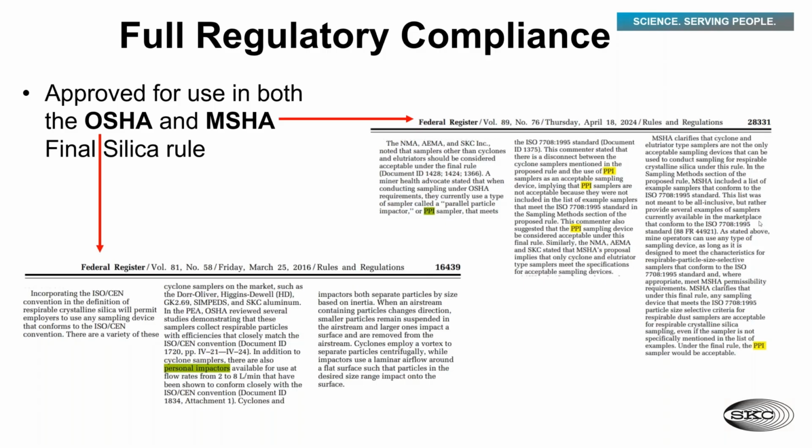Over in the MSHA regulation, the verbiage is very similar. It uses PPI a bunch more. This last sentence on page 28331, it says under the final rule, the PPI sampler is acceptable. So knowing that you have the blessing of OSHA as well as MSHA to be able to use these on your sites makes it much simpler, and also there's a good peace of mind knowing that it's viable to use.